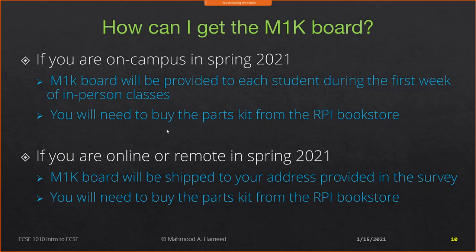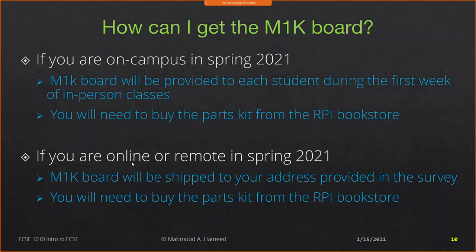You will need the parts kit apart from the board. And the best place to get the parts kit is through the RPI bookstore. It is already in stock over there, so you can place your order and get it shipped either to your home, or if you are going to be in a dorm and you know the room number there, you can get it shipped to your dorm room there.